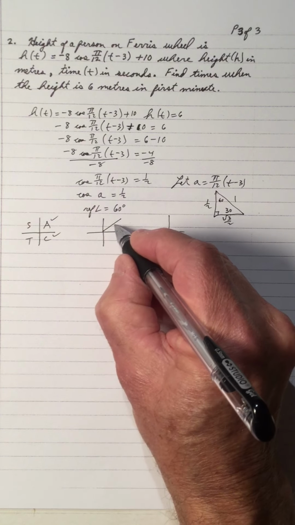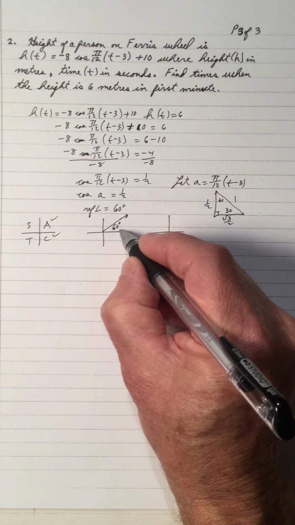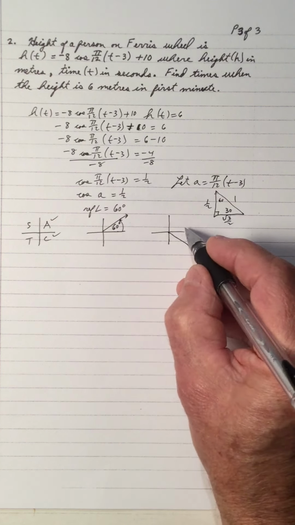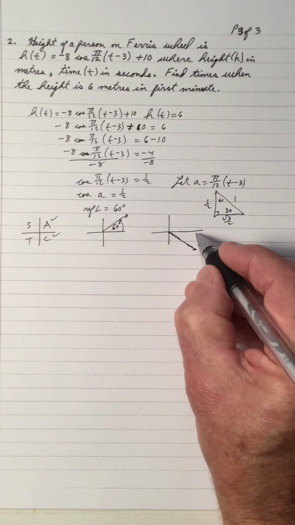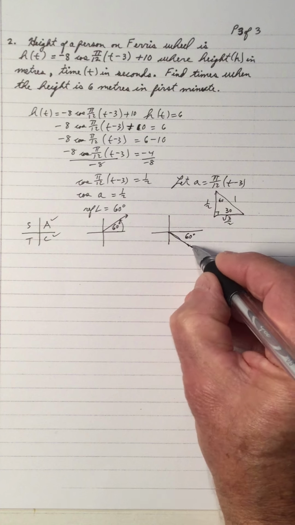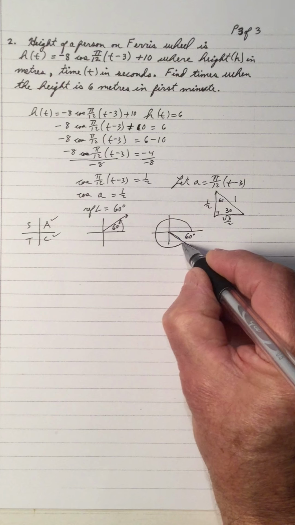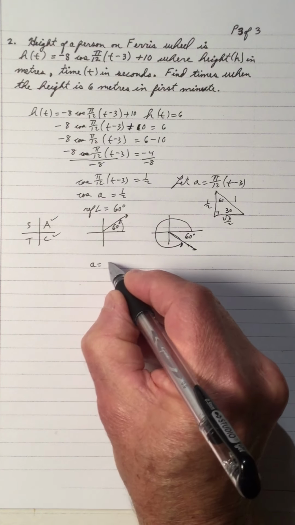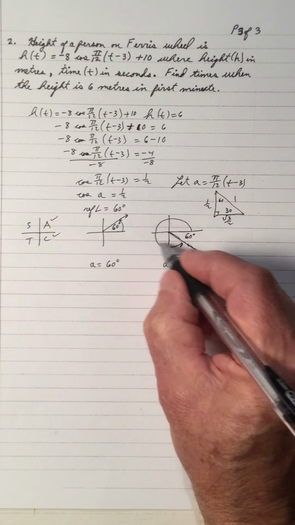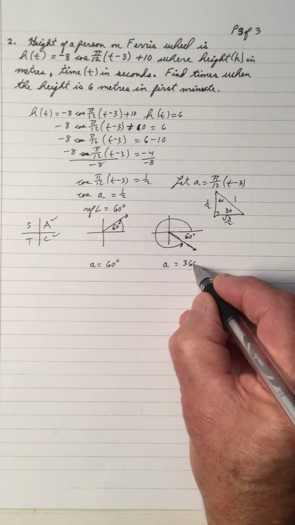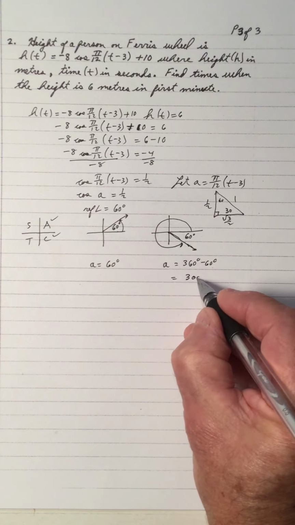Reference angle is 60. So the reference angle is between the terminal arm and the x-axis, right here. And the terminal arm is right here. And this rotation in the fourth quadrant is right around here. So A in the first quadrant is 60. And A in the fourth quadrant is 360 minus 60. So A is 300 degrees.